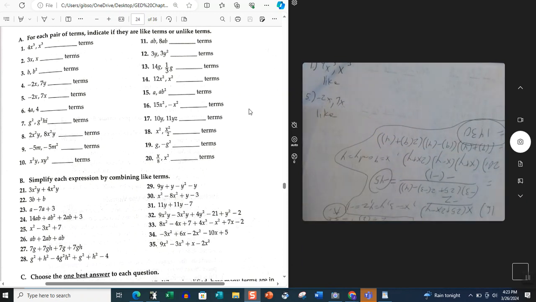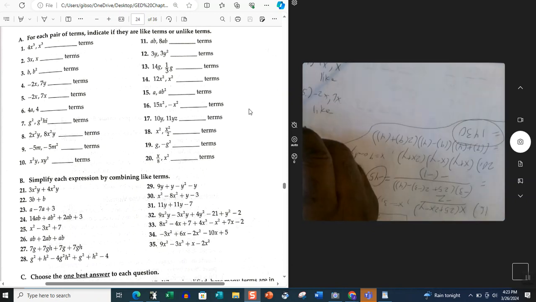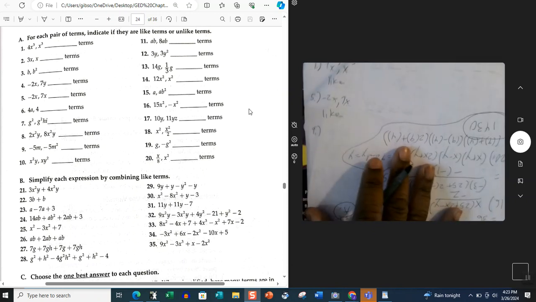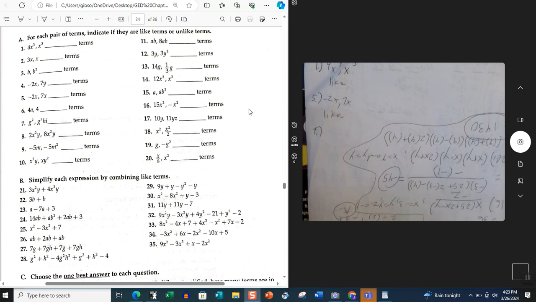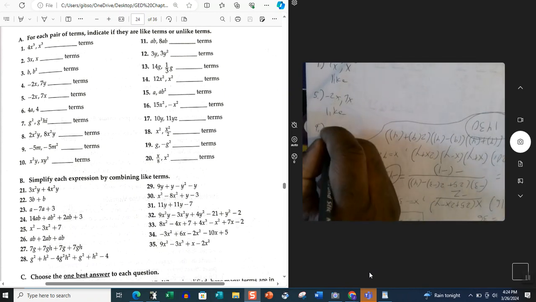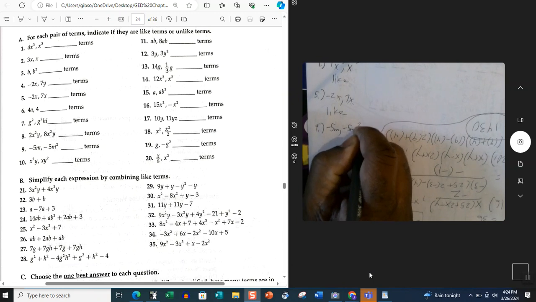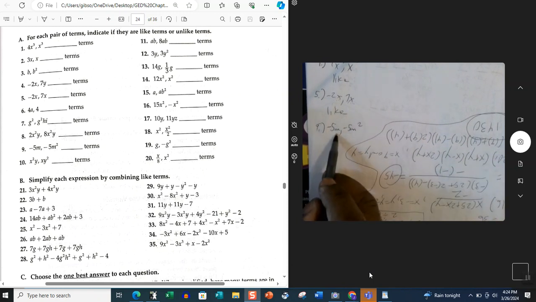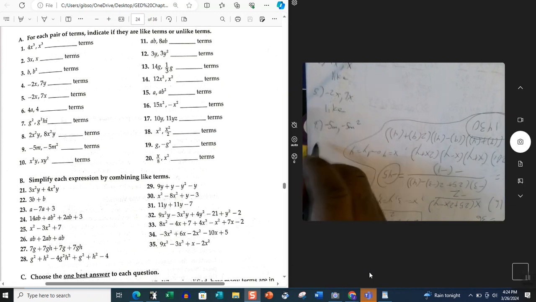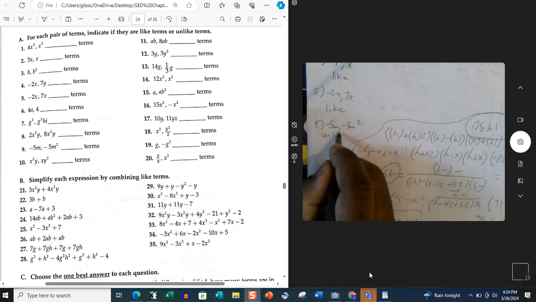Okay, next. Let's look at number 9. With number 9, we have negative 5m and negative 5m squared. Now you notice both of them have m, but one of them is taken to the first power and one of them is taken to the second power. So they are not like terms, they're unlike terms.